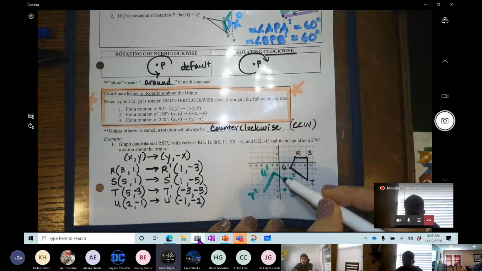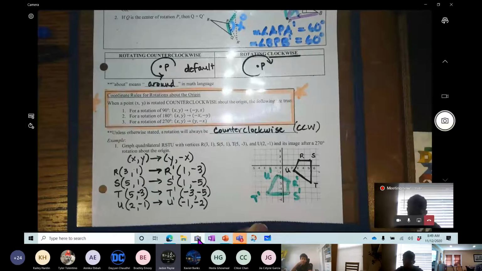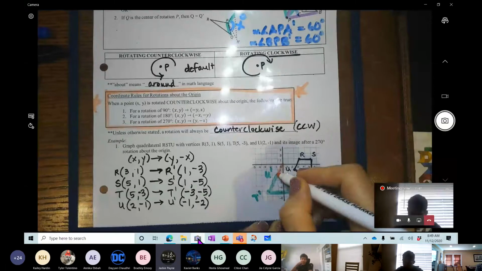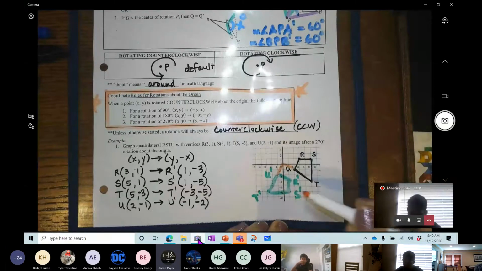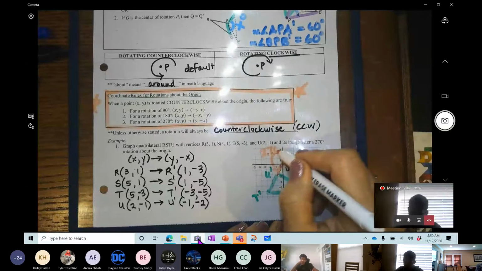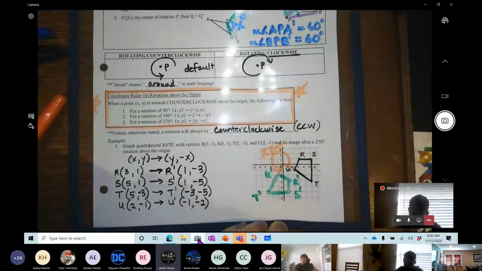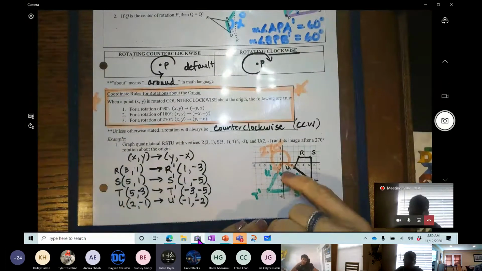And if you did measure the degrees between any two vertices, I'll just do U because it's the closest to the origin. You could do this on any one of these points, and if you measured it, you'd get 270 degrees right there. That's how you do that. Of course, you could measure the other one here and get 90, and you'd be just the same.